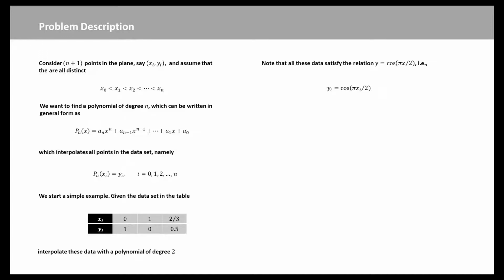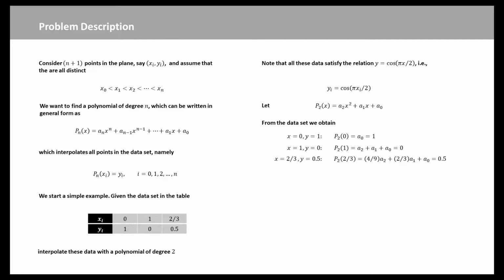Let's start with a simple example. I have a dataset with 3 points, which I listed here: x0, x1, x2, and y0, y1, y2 in the dataset. Then I need to fit a polynomial of degree 2. So the goal of this example is to find the polynomial. Note that all this data satisfies the relation y equals cosine of half pi times x.